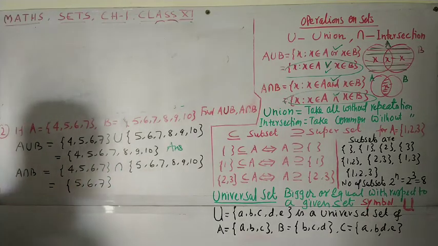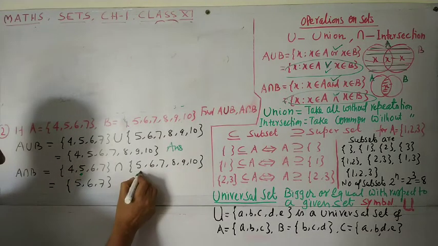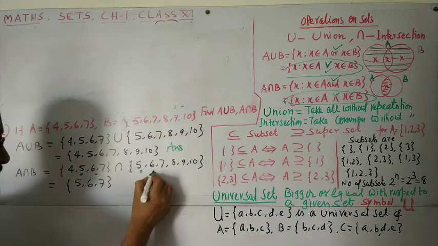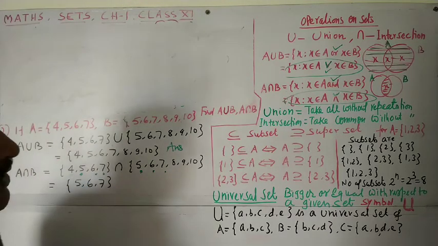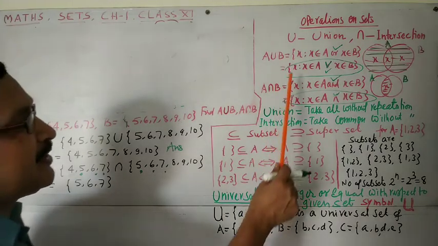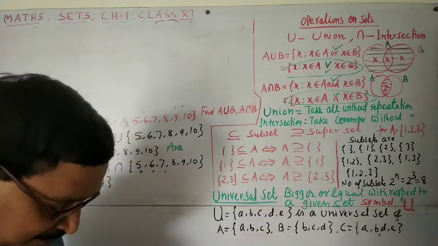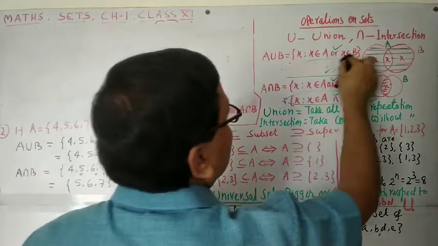Now for A intersection B, you have to write the common elements. 4 is not common. 5 is common, 6 is common, 7 is common. So this is A intersection B. In this way, we can find the union and intersection. This mathematical definition will be helpful to you later on. But remember that this second one is not necessary.